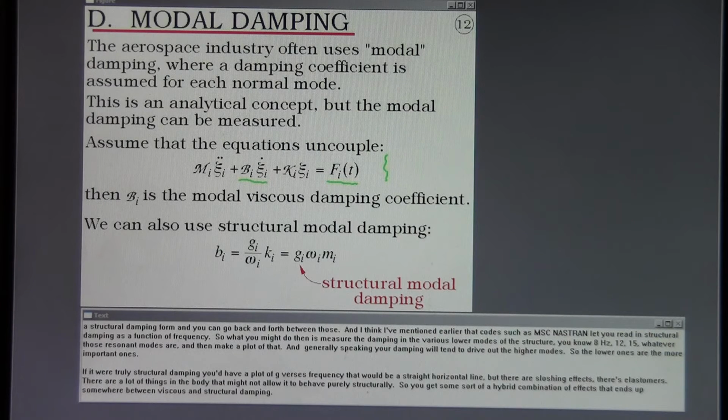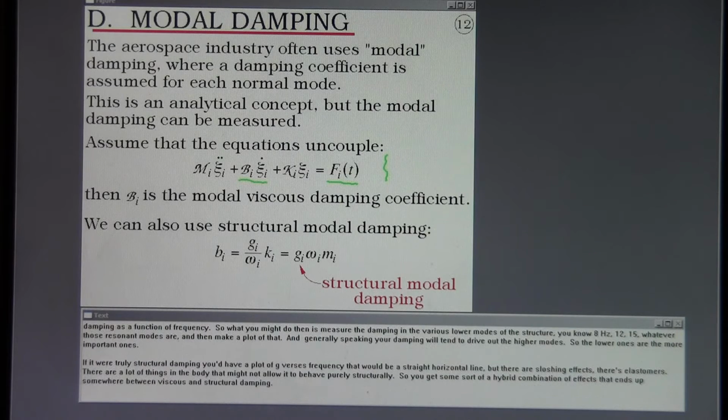If it were truly structural damping, you'd have a plot of G versus frequency that would be a straight horizontal line. But there are sloshing effects, there's elastomers, there are a lot of things in the body that might not allow it to behave purely structurally. So you get some sort of a hybrid combination of effects that ends up somewhere between viscous and structural damping.